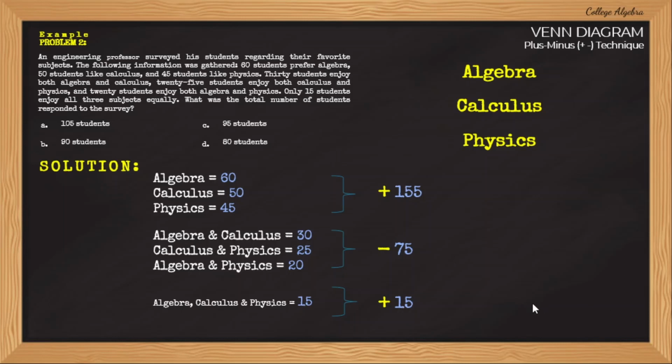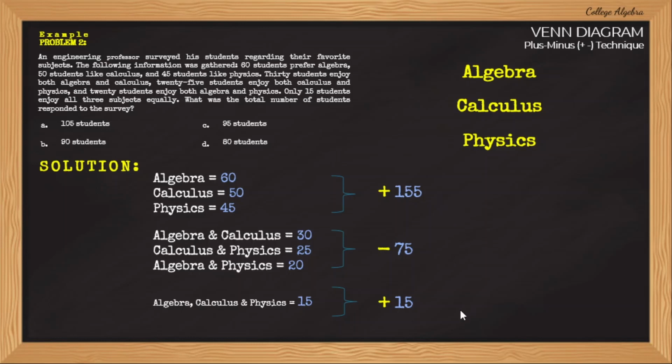Take note that the question here is to find the total number of students who responded to the survey. So if there are some students who do not enjoy any of the three subjects, we have to add that number, or we assign that number a plus regardless of whatever sign was assigned before that. That is because the total number of students who responded to the survey is the question asked here. Even if the students do not like any of the subjects, they also responded to the survey.